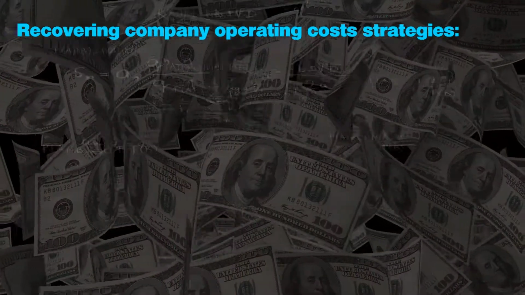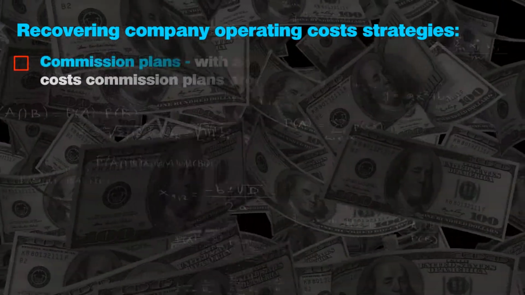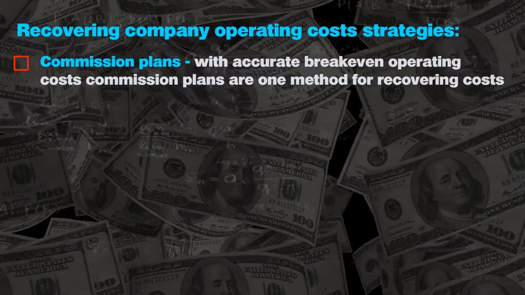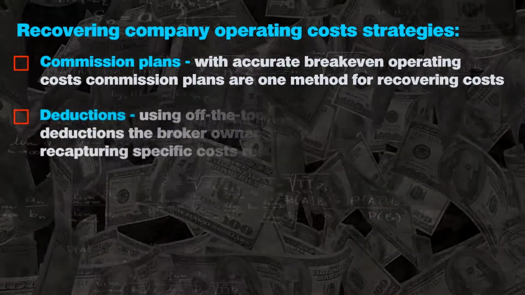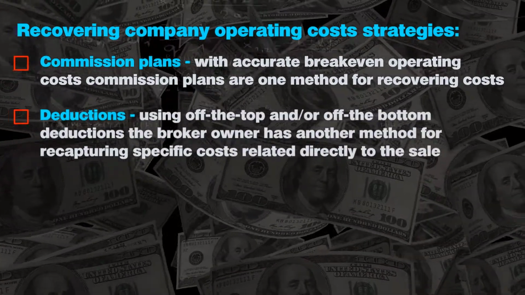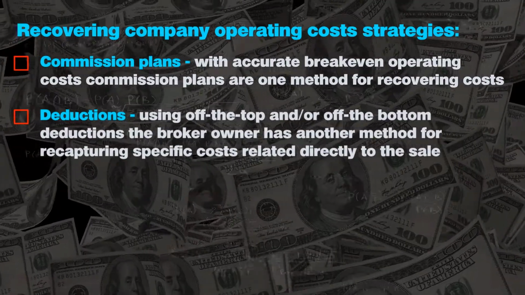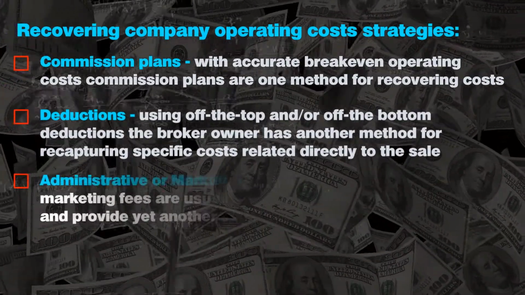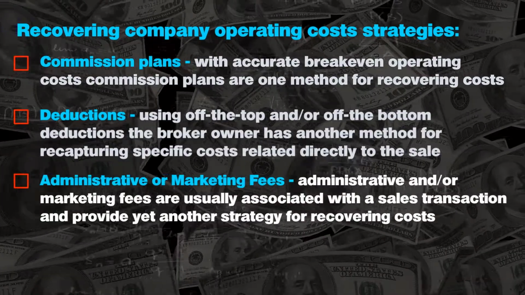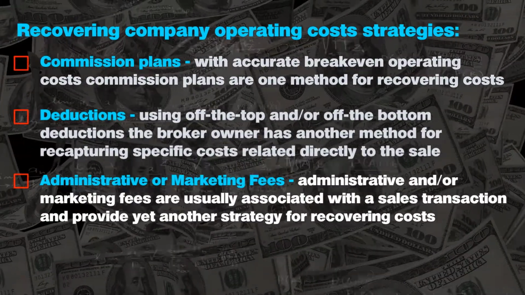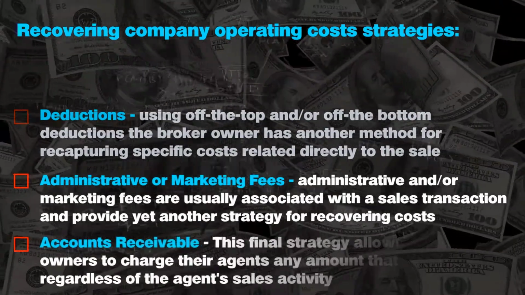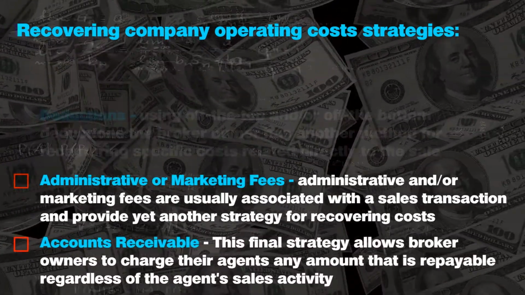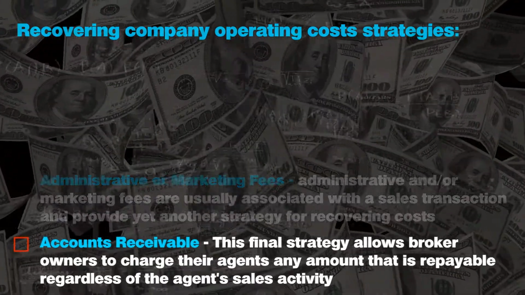Recovering company operating cost strategies. Commission plans: with accurate break-even operating costs, commission plans are one method for recovering costs. Deductions: using an off-the-top or an off-the-bottom deduction, the broker owner has yet another method for capturing specific costs directly related to the sale. Administrative or marketing fees: administrative and/or marketing fees are usually associated with a sales transaction and provide yet another strategy for recovering costs. Accounts receivable: this final strategy allows broker owners to charge their agents any amount that is repayable regardless of the agent's sales activity.